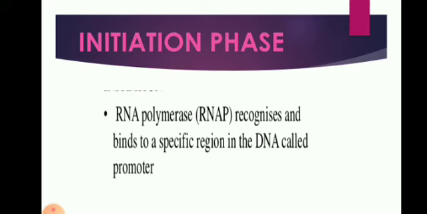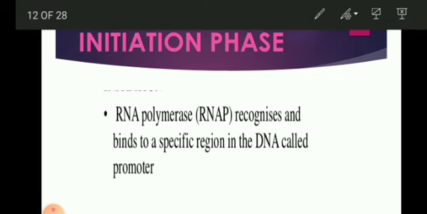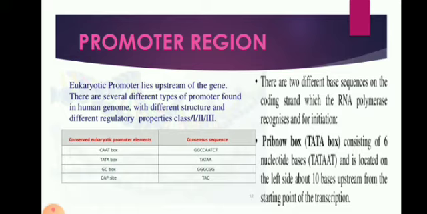Let's talk about the first phase of transcription, that is the initiation phase. In that phase, to start or initiate the RNA transcription, RNA polymerase, said to be RNAP, recognizes and binds to a specific region in the DNA that is called the promoter region. So let's talk about something about promoter regions.